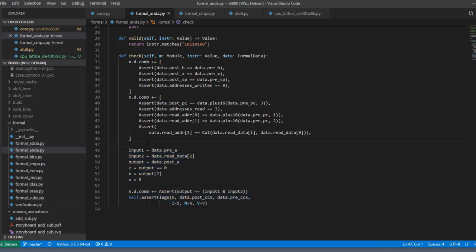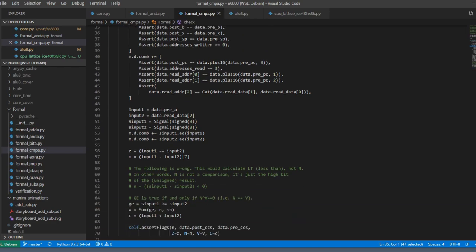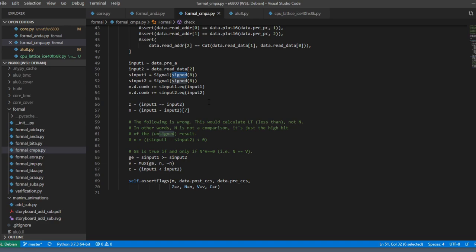Let's look at a slightly more complicated one, which is compare. So for compare, basically the same thing happens, except of course A doesn't change since we're just doing a compare. Input one again is the accumulator and input two is the operand. Now, I've defined these two other signals called signed input one and signed input two. So it's basically just a straight up copy of input one and input two, except that these are signed signals. So this is the indication to nMigen that whenever operations are carried out, it should carry them out signed instead of unsigned. And that really matters for just comparisons.